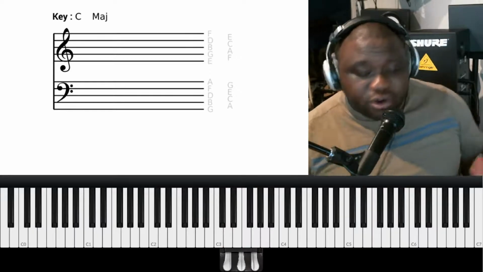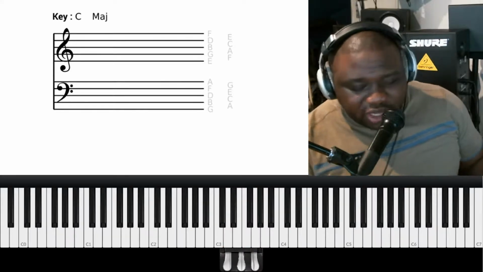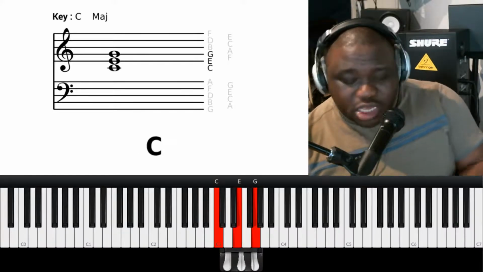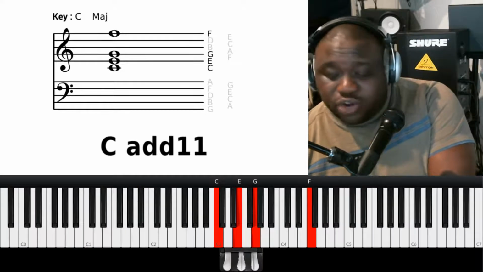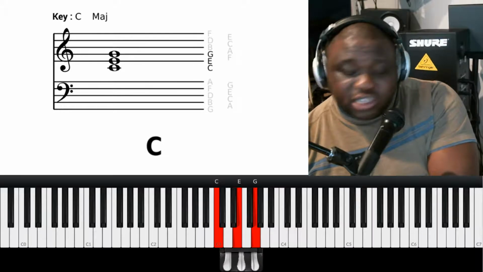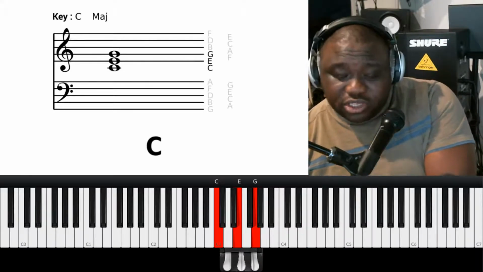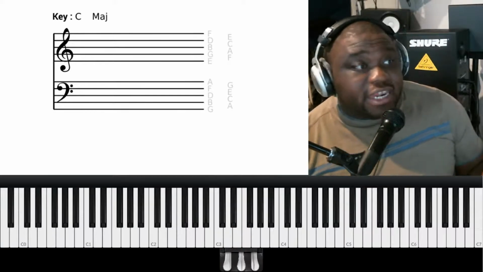And it's the same across for the 11th also. It's usually the 9th and 11th that are the common ones. So C add 9th, and then add 11th, okay? And of course, if you keep going, the note is going to change to a 6. So let's just do the 9th and 11th because they're the most common. So the add, that's how it works.